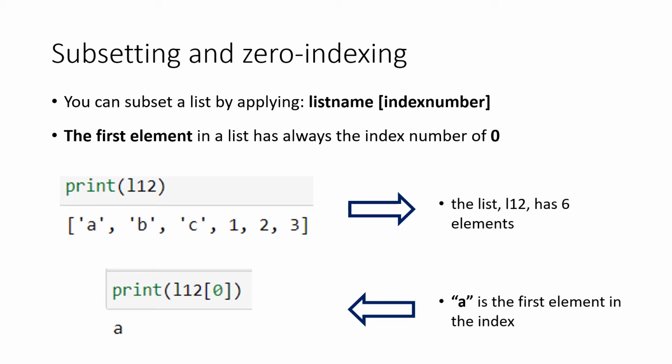Because it's that important, we just make another slide on it. First, we have to call the list name or the variable name that we want to have access to. And afterwards, we call the index number or the position of our element that we want to have access to. So here again, we have our list L12, and we would like to access or output the first element in the list. So we know, okay, first element has always index number 0. So if we use print L12 in square bracket 0, we get A back as our first element.